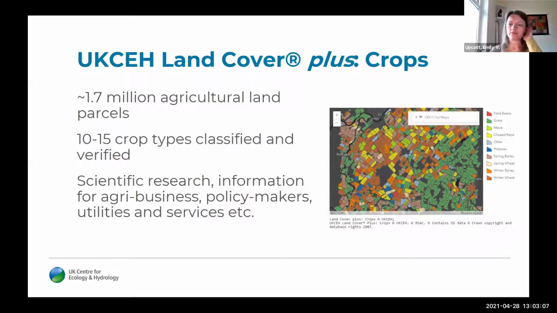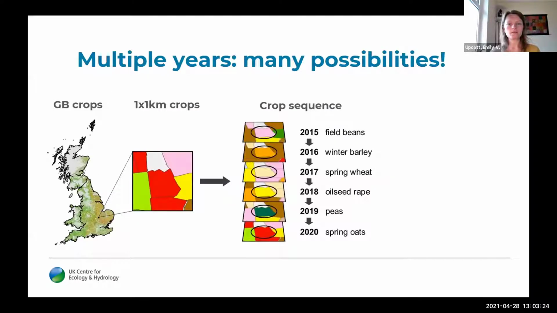These maps have several current and potential uses, from scientific research through to providing information for companies such as agribusinesses, policymakers, and utility or service companies, for example. By collating the crop maps through the years, we open many possibilities for research, especially into change, like Clare has just talked about for land cover.